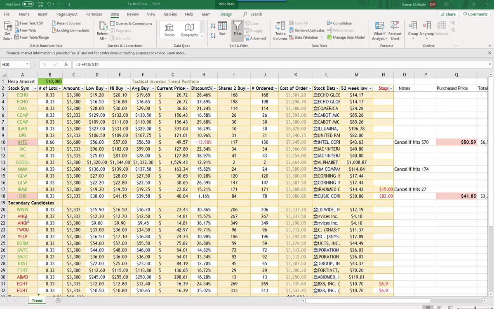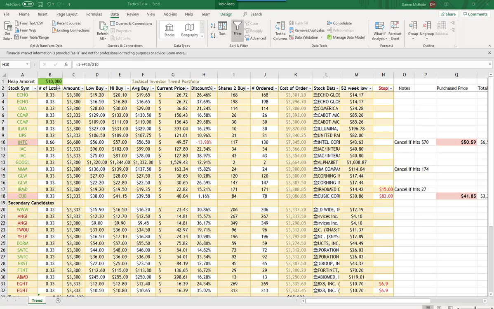A couple other features I want to show you is that I'm calling this a heap amount because I found the term lot amount very confusing. They sometimes use the word lot to mean your total lot amount, which I'm using $10,000. And sometimes they refer to a third of a lot as a lot, which is sort of the normal buy recommendation: to buy 1/3.